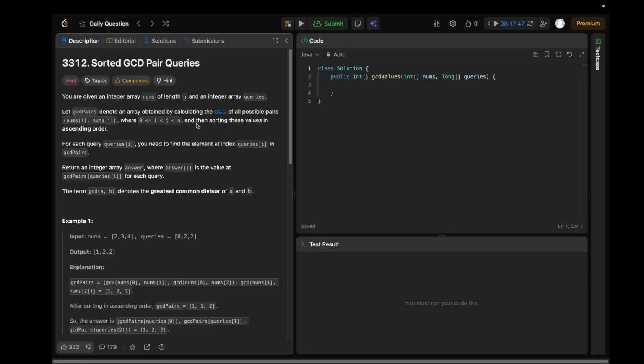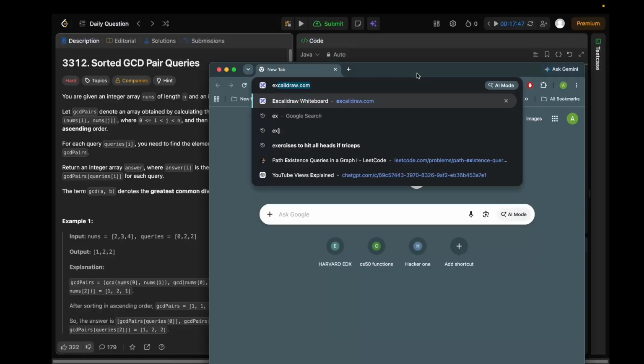Okay, let's read. We are given an array nums of length n and an array queries. GCD pairs is an array obtained by calculating the greatest common divisor of all possible pairs, and then sorting these values in ascending order. For each query, you need to find the element at index queries[i] in GCD pairs, returning an array where answer[i] is the value for each query. Okay, one second. Let's break this down. That's too much information. Okay, let me pull out Excalidraw.